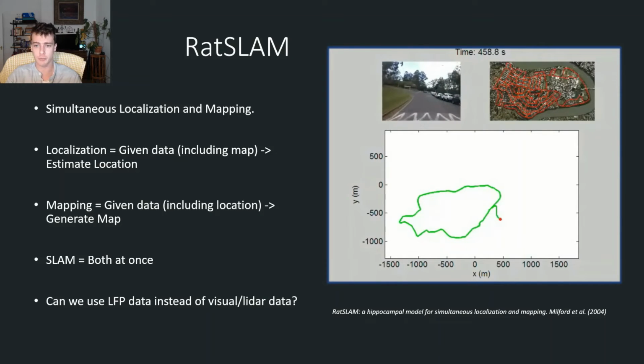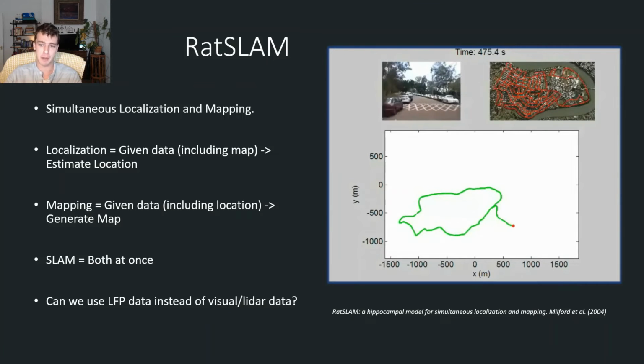And on the right here, you can see a video of a RatSLAM system working, applied to a car with a webcam attached to the bonnet, driving around a Los Angeles suburb. The key thing to note about the RatSLAM algorithm is that the camera is being used for two things here.